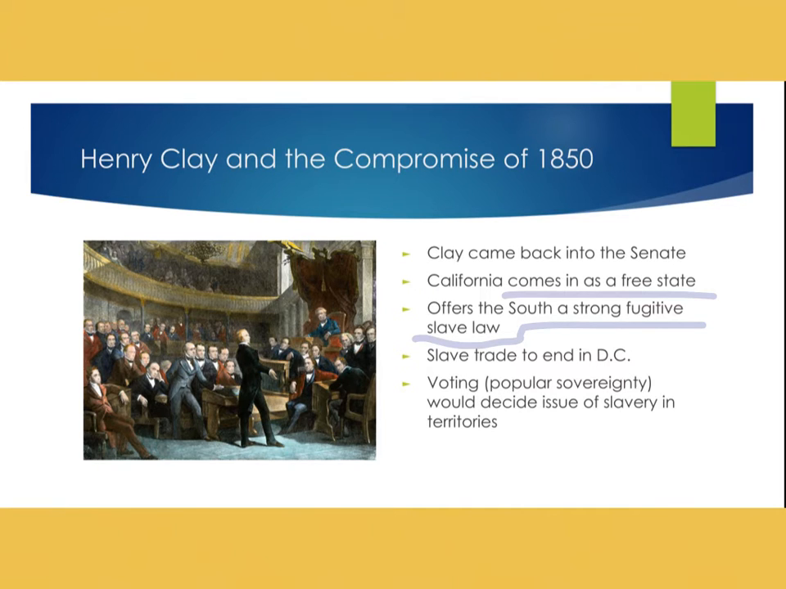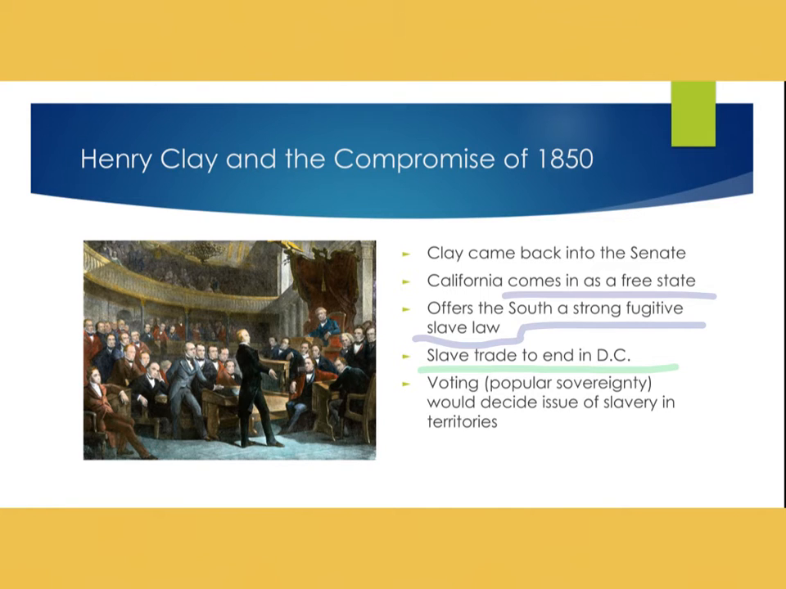Another thing that was a part of the Compromise of 1850 is that the slave trade, these slave markets, were going to end in Washington, D.C. So you wouldn't see human beings on the auction block being sold. It was still legal to own a slave in Washington, D.C., but the slave trade was going to stop.